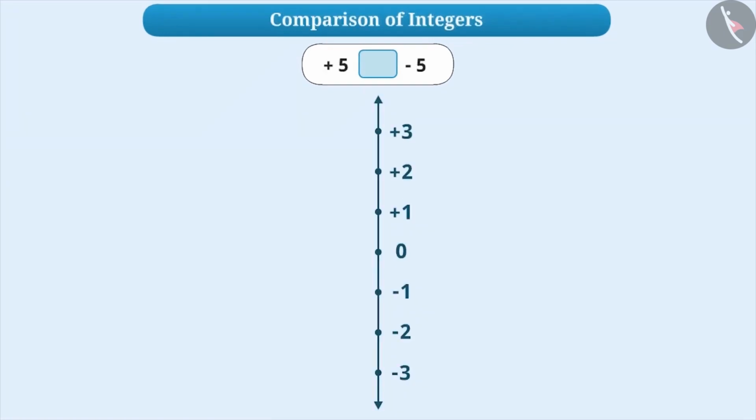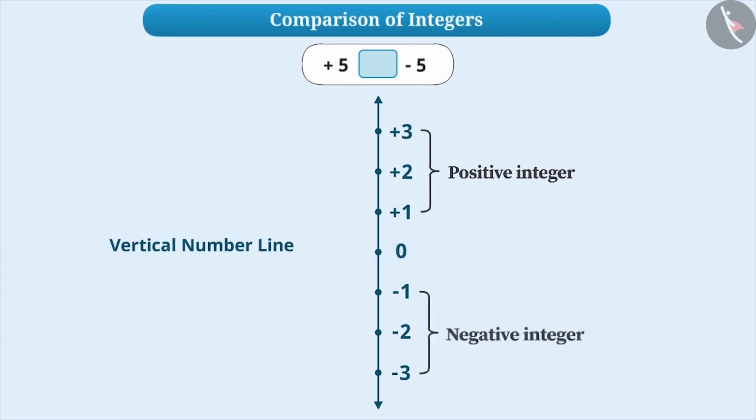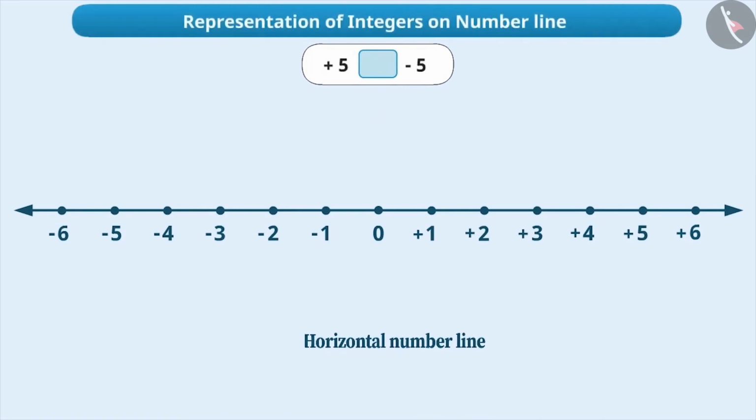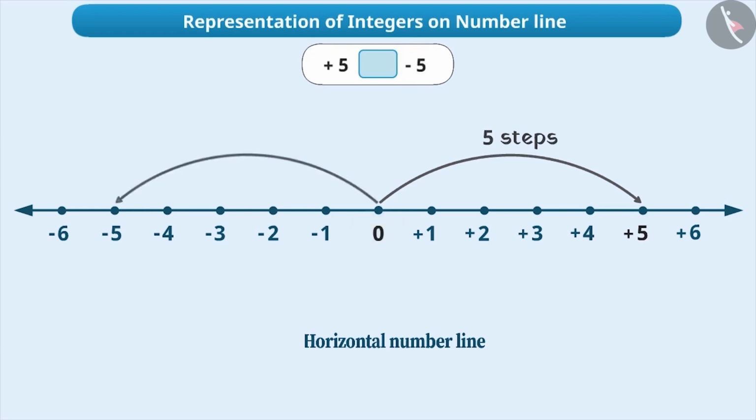Similarly, we can obtain a vertical number line as well, where positive integers are shown upwards and negative integers downwards. In this video, we are using only a horizontal number line. Now on the number line, how do we mark +5? Well, since +5 is a positive integer, move 5 points to the right of 0. Similarly, since -5 is a negative integer, move 5 points to the left of 0.